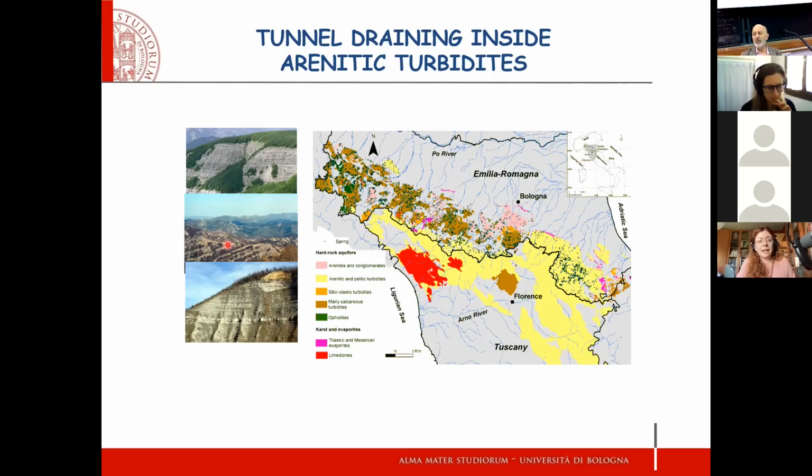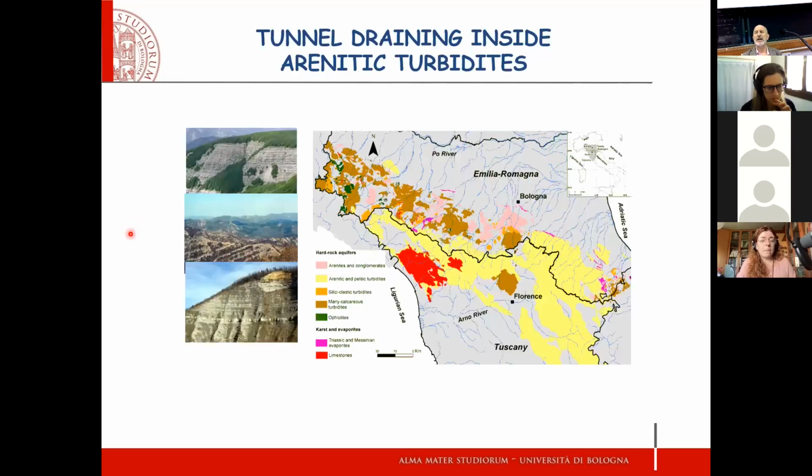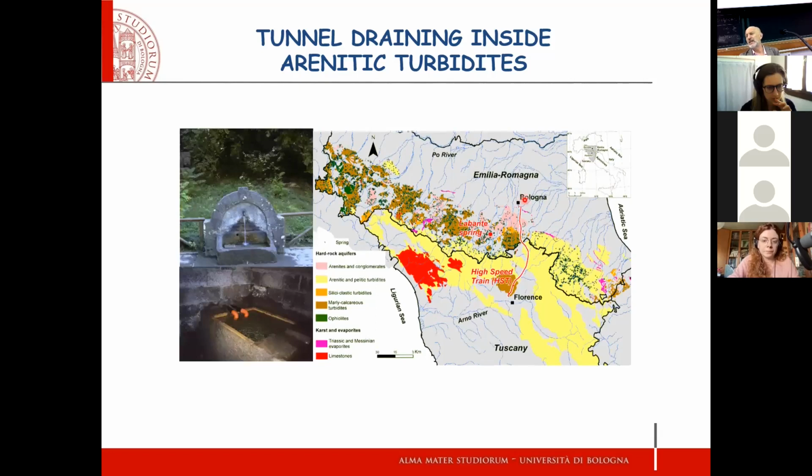They are not as permeable as the Gran Sasso limestones. So the designers of these tunnels in the Northern Apennines expected a much lower quantity of water drained from the tunnels. But by the way, these excavations have induced a very strong impact on groundwater resources. Here you see in the slide the line of the high-speed train connection between Florence and Bologna.